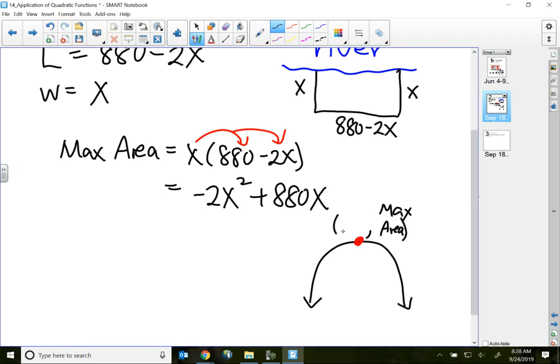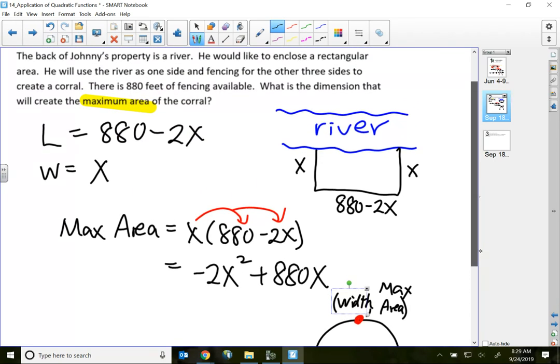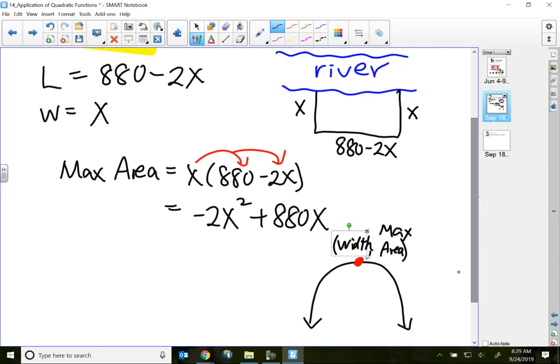All right. What does the x value represent? Well, we already set x to be the width. So the x value represents the width. So in order to find a dimension that will create the maximum area, I need to find the dimension of my width that will create the maximum area. Therefore, I can plug it back into what my length was set equal to up here to find the length.